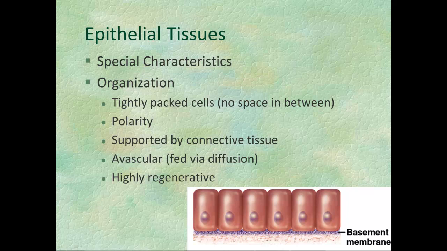Since epithelial tissues cover things, epithelial tissues tend to have an inherent polarity. They have a surface that is typically attached to something, and they have a surface that is open, either to the outside of the body or to the opening of a cavity or the inside of a tubule within the body. We call the surface of the tissue that's attached to something the basal layer.